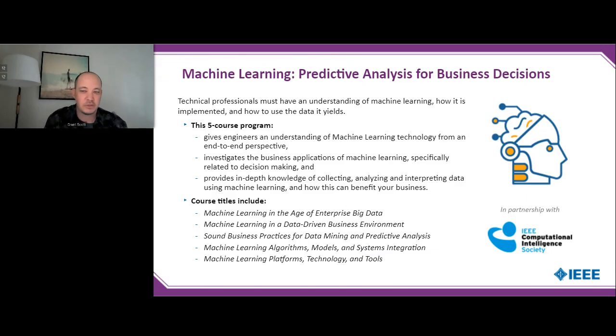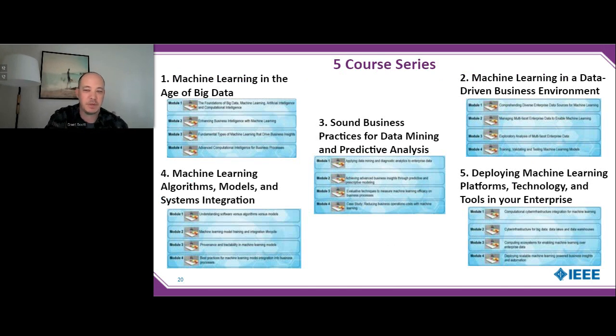Technical business professionals must have an understanding of machine learning, including how it is implemented in the business environment and how to manage both the input and resulting data from machine learning components. We have developed a 5-course series on leveraging machine learning for business operations. The courses provide an end-to-end perspective for machine learning in business. We investigate business applications of machine learning, specifically related to decision making, and we provide an in-depth knowledge of collecting, analyzing, and interpreting data using machine learning and how this can benefit your business. This course series will help business managers understand machine learning and how it can be leveraged for the benefit of business operations.